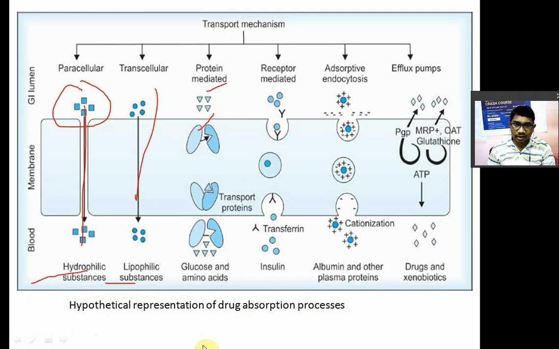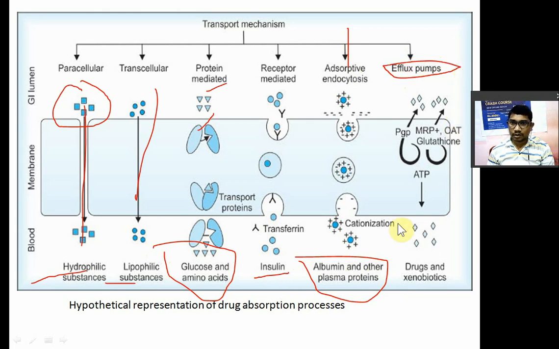Okay, and protein mediated transport is applicable for glucose, amino acids. Receptor mediated, like insulin, hormones, etc. Endocytosis or exocytosis is for example albumin and other plasma proteins. Okay. Then pumps are there on a cellular membrane, efflux pumps, which will remove a drug molecule out of the cell. So efflux pumps, एक अंदर जाएगा और एक बाहर जाएगा like that. So we have seen earlier. Drugs and xenobiotics are removed by efflux pumps.